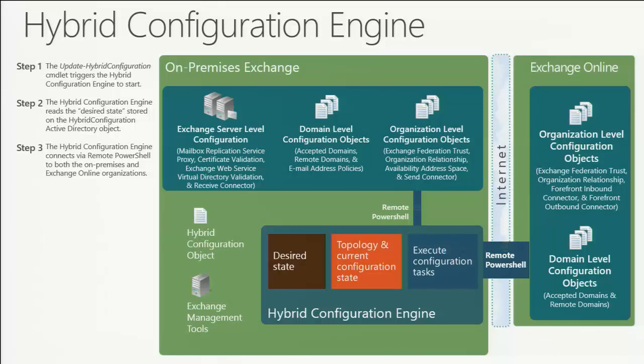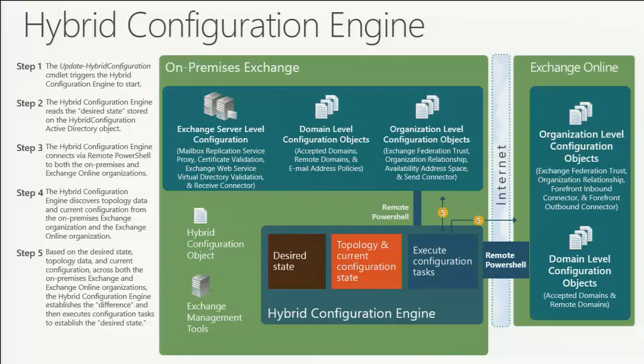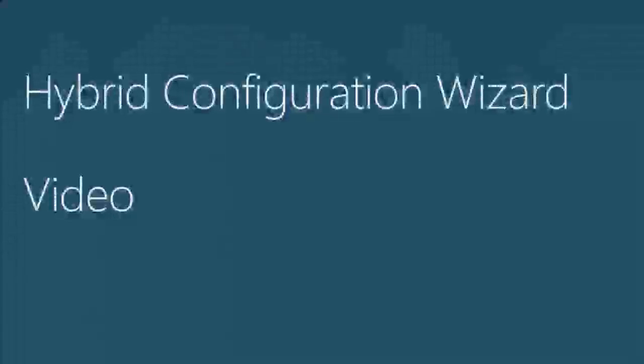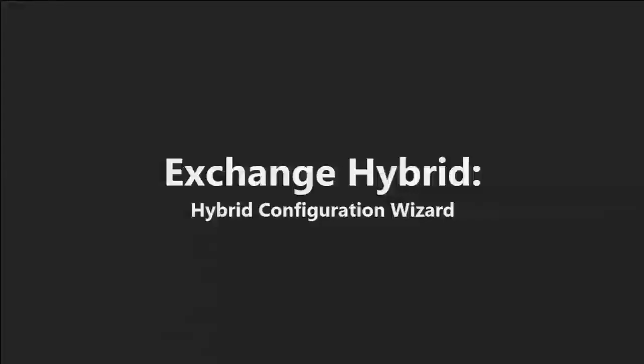So once you have that, we configure a whole bunch of objects. We configure your accepted domains, your remote domains, your federation relationships, and there are 70 odd steps we run through in the hybrid wizard. And that's a summary of how the hybrid engine works. I'm going to give you a short demonstration of how the hybrid wizard actually works, and I have a video for that.